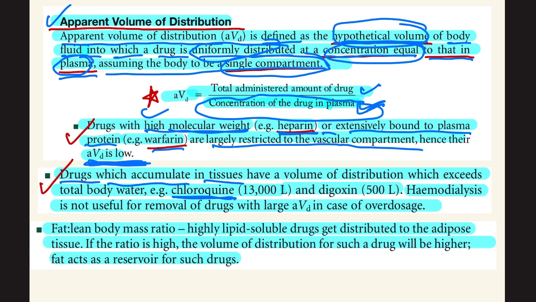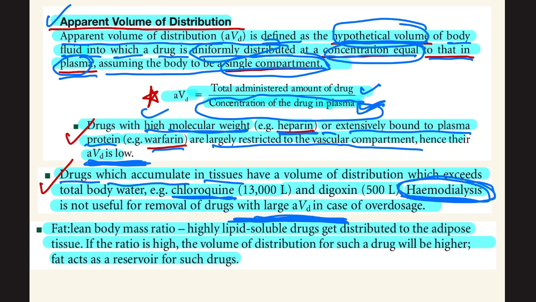So in that case, suppose we have toxicity from a drug which has a higher volume of distribution, hemodialysis will be of no use for managing the poisoning, because in hemodialysis we are going to remove the drugs only from the systemic circulation, right? And in case the drug has a higher apparent volume of distribution, maximum drug will be present outside the blood, so there is no point of doing hemodialysis in that case. So hemodialysis is of no use for removal of drugs and poisoning if it is a drug which has a large apparent volume of distribution.